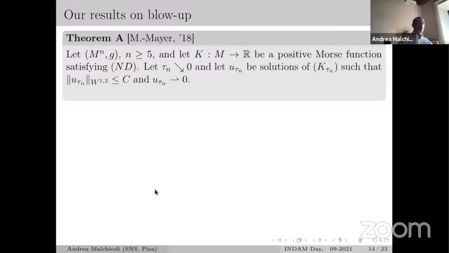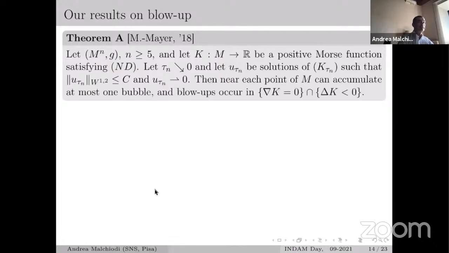Now I consider the approximating equation and a sequence u_tau_n of solutions with uniformly bounded norm in W^{1,2}, which are converging to zero weakly. Then we prove that in this case, near each blow-up point at most one bubble can accumulate, and blow-ups occur at critical points of k with negative Laplacian. So we still see the critical points appearing in the index counting formula.